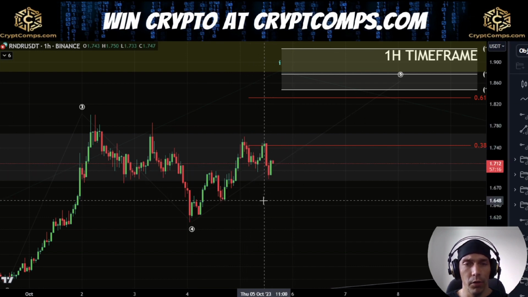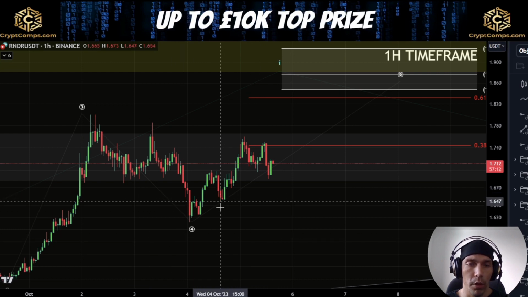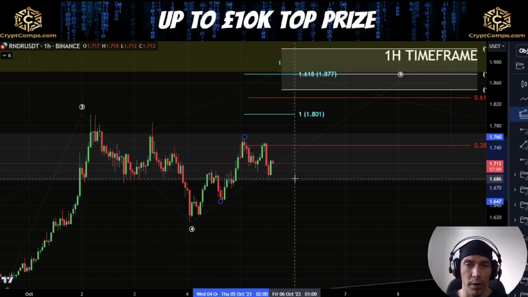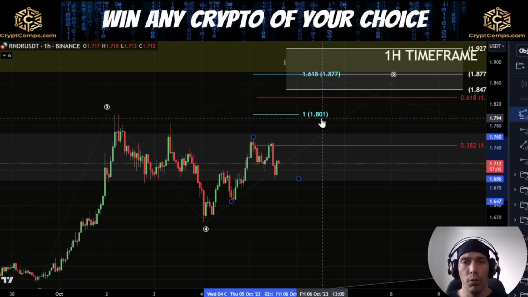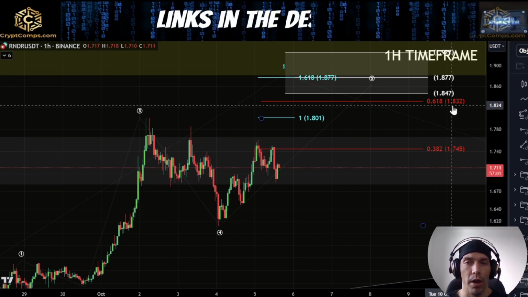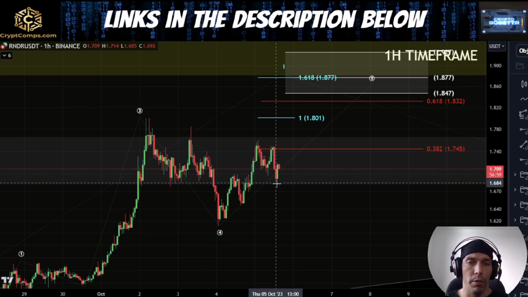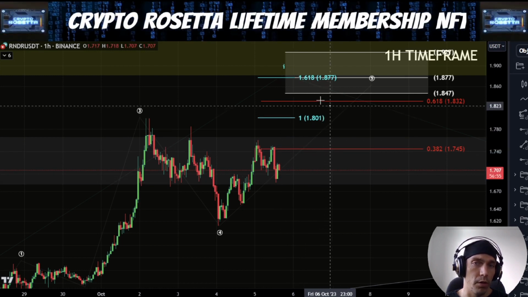Now, invalidation of this would come by crossing this 164. And what we'd actually be looking for here to confirm this as an expanding diagonal is we would have to move above this $1.80. If we do move above that, I'm going to be keeping an eye on this 0.618, which is sitting here at this 183. And then we'd be looking effectively to see a zigzag pattern to the upside here if this is going to end as a diagonal.